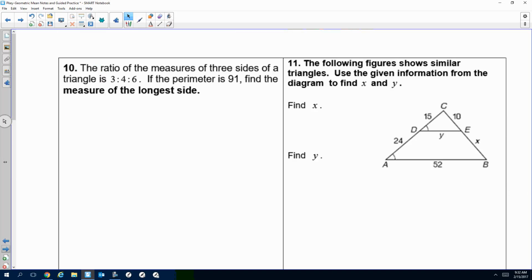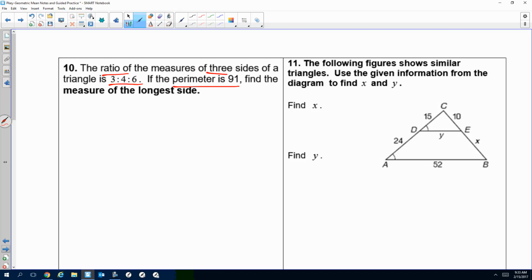All right, let's look at number 10. This is kind of some old material. The ratio of the measure of the three sides of a triangle is 3 to 4 to 6. If the perimeter is 91, find the measure of the longest side. How are we going to set this up? What do we know? What's the given information to use? Perimeter is 91. That's important. The ratio of the sides, this 3 to 4 to 6, is important.